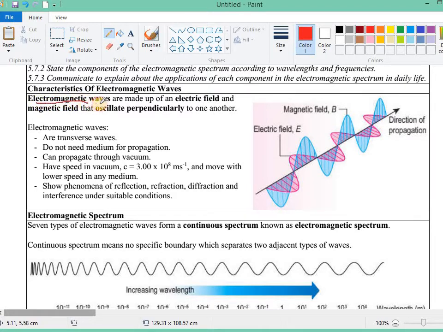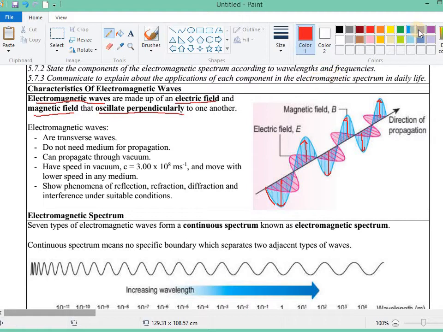Electromagnetic waves are made up of an electric field and a magnetic field that oscillate perpendicularly to one another. You can see from this diagram, the blue one is the magnetic field. The magnetic field oscillates up and down: this one is downward, this one is going up, down, up. This is the direction of oscillation of the magnetic field.